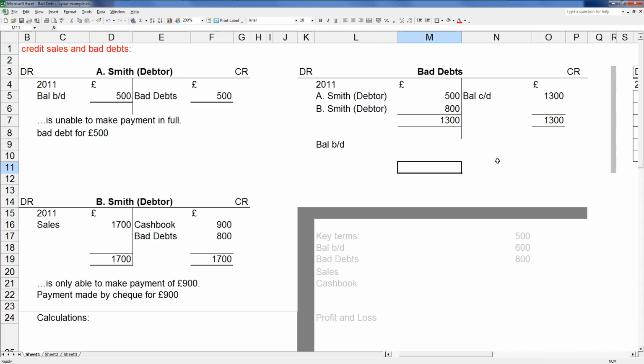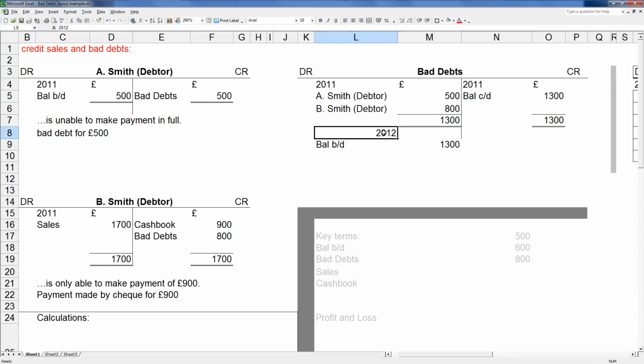So for 2011, which is what this year is, if this is going to be 2012, you'll never have a balance BD of 1300. We never do that. So let's just correct this now. Let's just show you how it should be. You do get students who, when they learn balance carry downs, balance BDs, think every ledger will have that. Well, no, it does not. So balance BD, in this case, just scrap the whole thing.